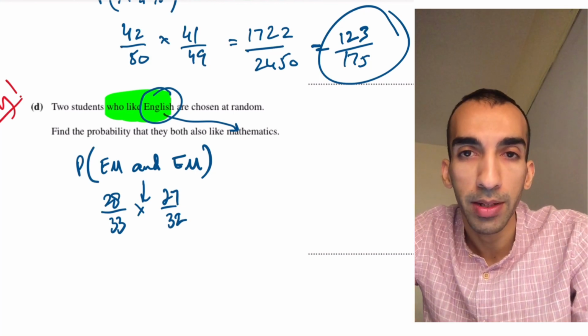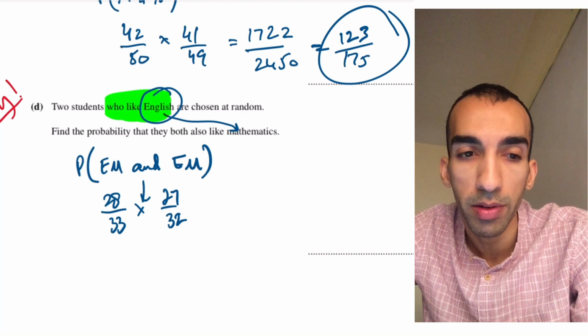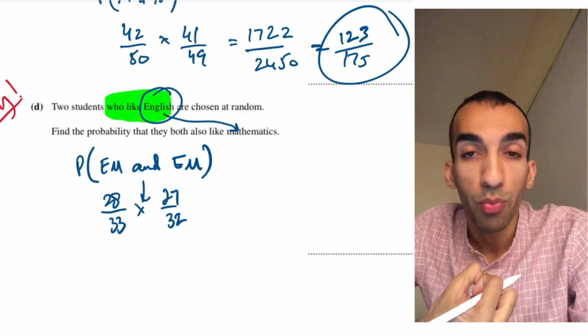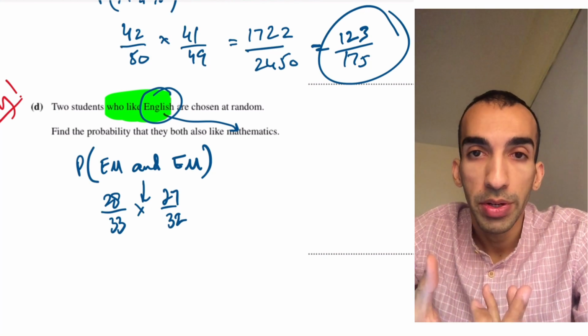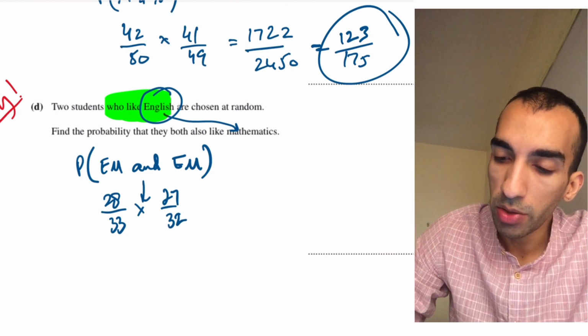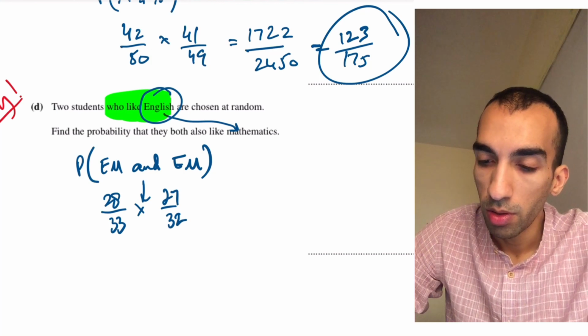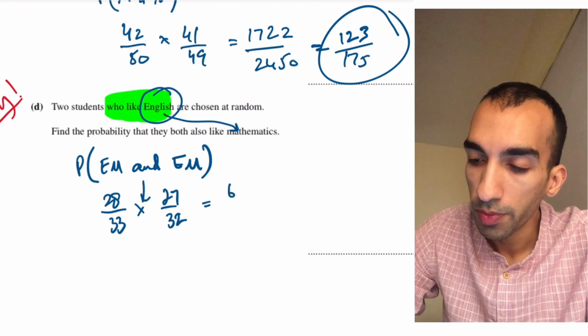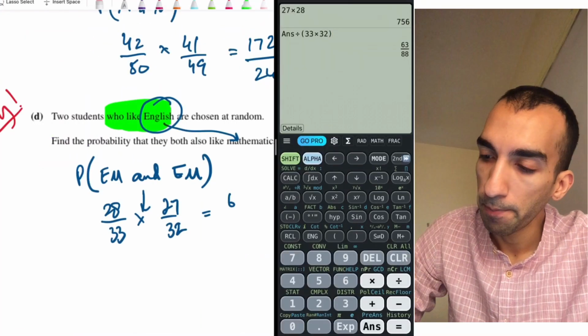likes English and mathematics. Instead of 28, second time around it's going to be 27, and the total group of students who liked English, 33, is now going to be 32. Second time around it's going to be 28 into 27 and 27 over 32. So that simplifies to, let me solve that on a calculator for you.